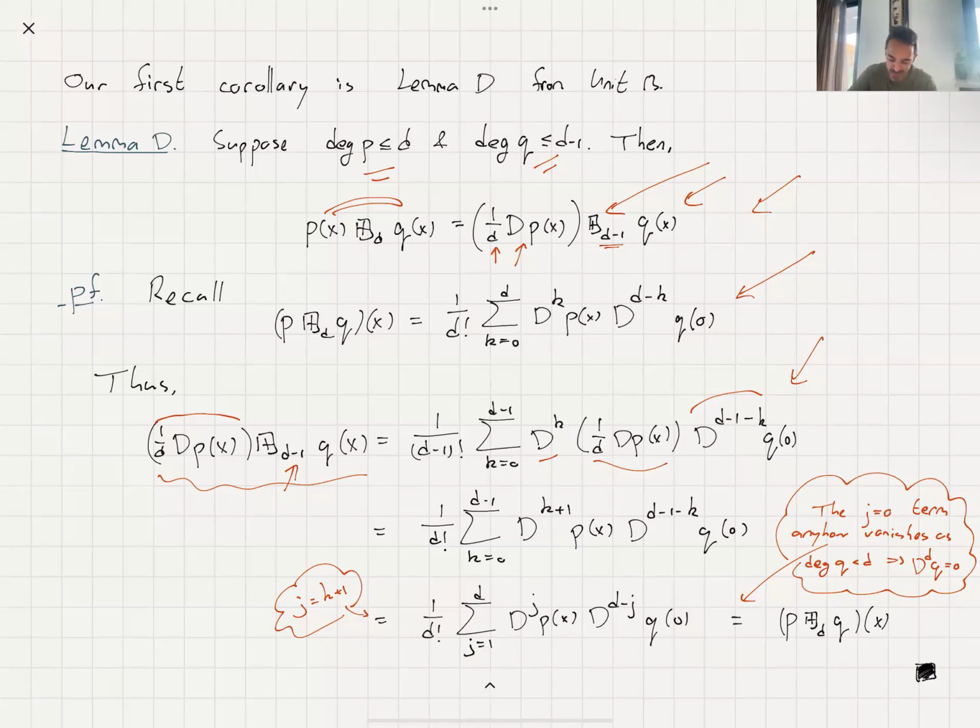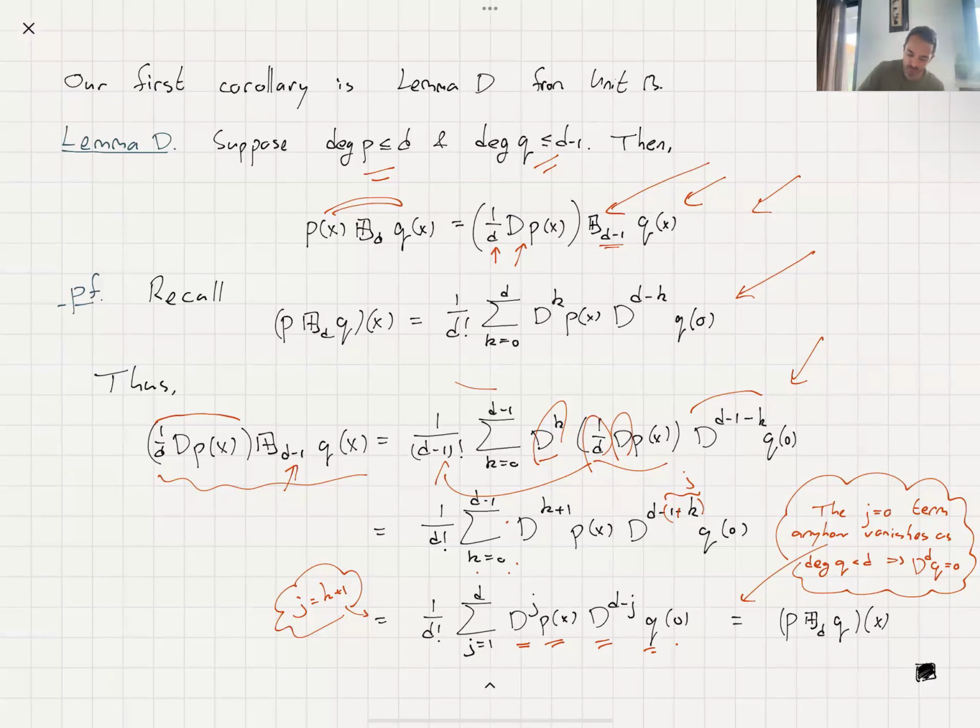Now, the point is that the derivative of a derivative is a higher derivative, so it's the d to the k plus 1. The 1 over d goes and plays along with the 1 over (d minus 1) factorial, and that's it. And now we're just going to renumber that. So instead of going from 0 to d minus 1, let's go from 1 to d, and define j to be k plus 1. So this is the j-th derivative of p of x times the (d minus j)-th derivative of q applied to 0, right? Because you can write it like that, and that's j.